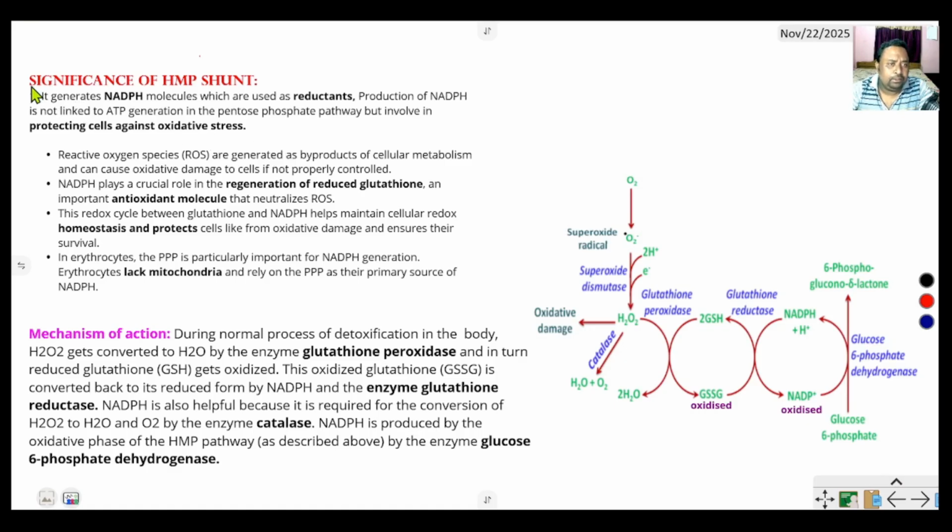Significance of HMP shunt. The first significance is to produce NADPH. Because NADPH is a reductant that reduces and protects the cell from oxidative damage.